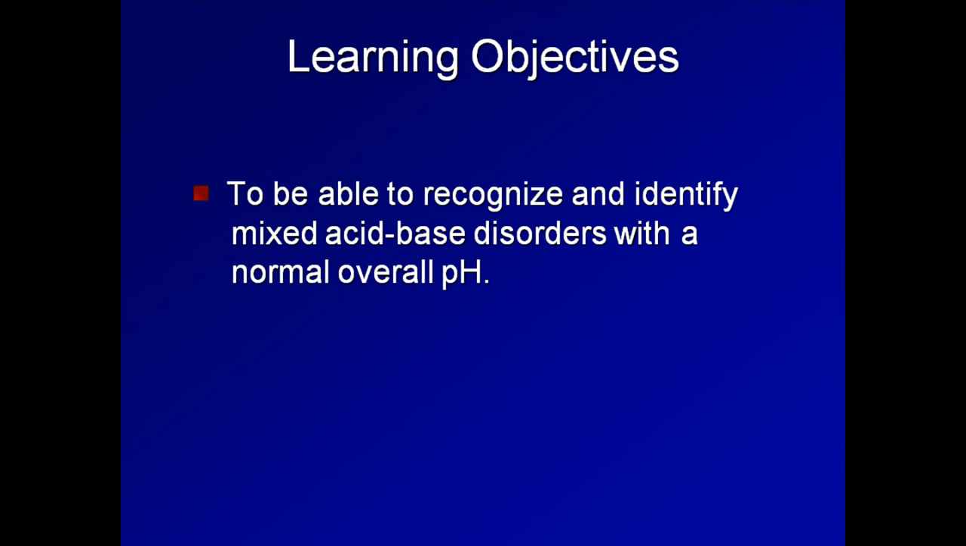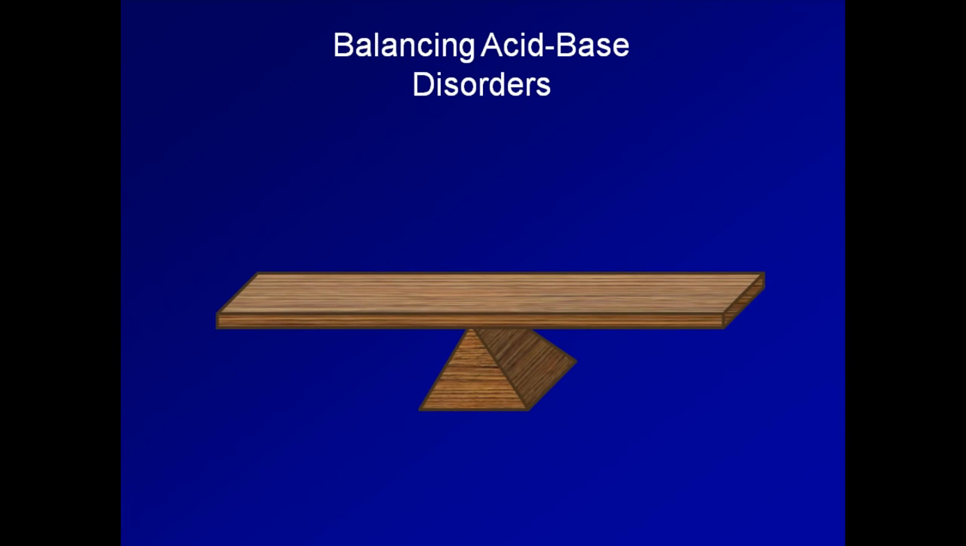Sometimes a student who is first learning how to interpret an ABG can be confused as to how a patient could have multiple acid-base disorders but still end up with a normal pH. This simple wooden balance scale, which I introduced in the last lecture, will represent the state of a person's pH. When it's nice and level, the pH is 7.40. When it tips to the left, it will indicate acidemia, and when it tips to the right, it will indicate alkalemia.